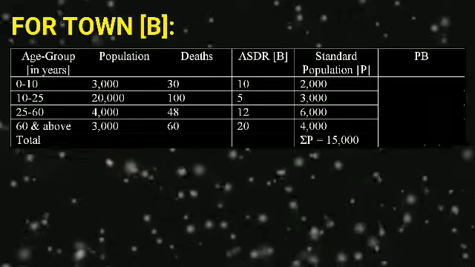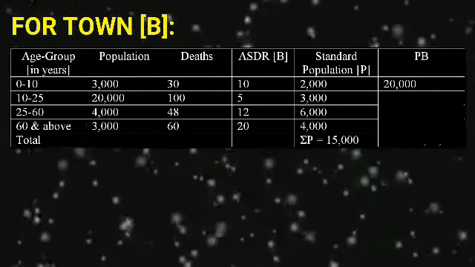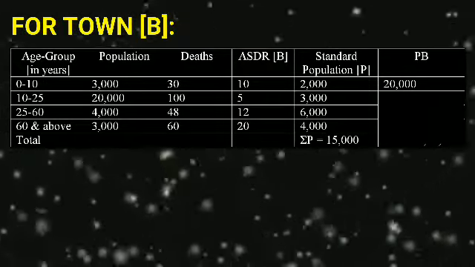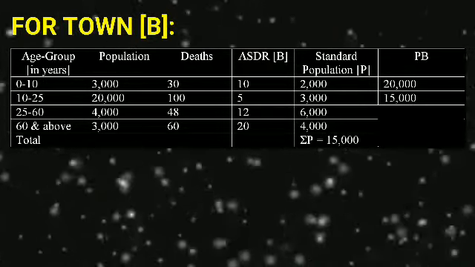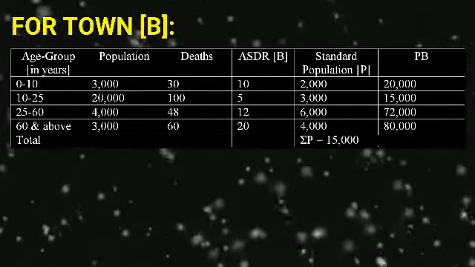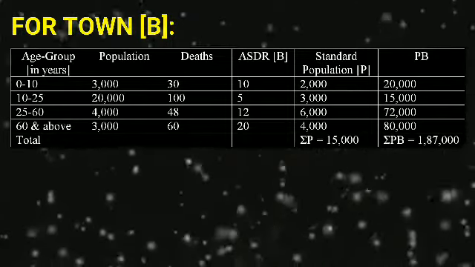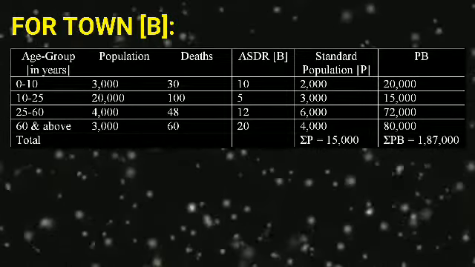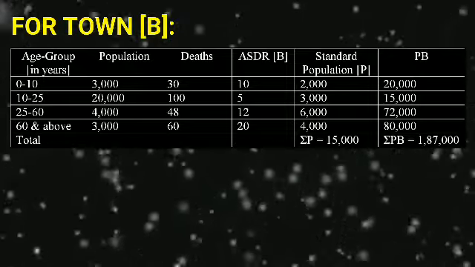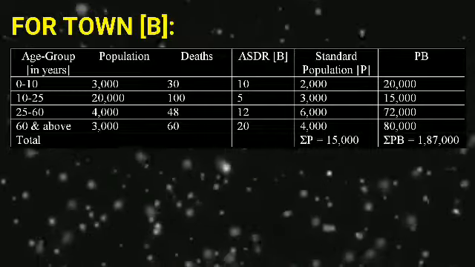First value, 2000 multiplied by 10, that is equal to 20,000. Second value, 3000 multiplied by 5, that is equal to 15,000. Similarly, compute the other two values and find the sum total of PB. Total of PB for the present question, that is equal to 1,87,000.